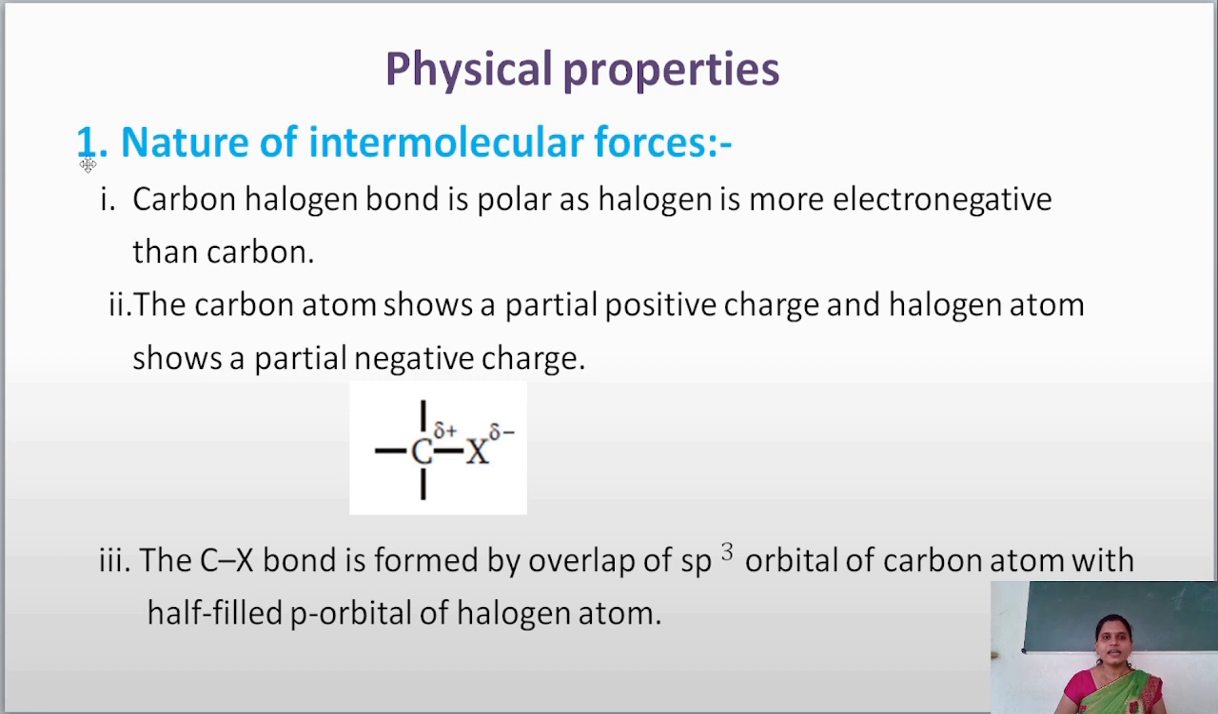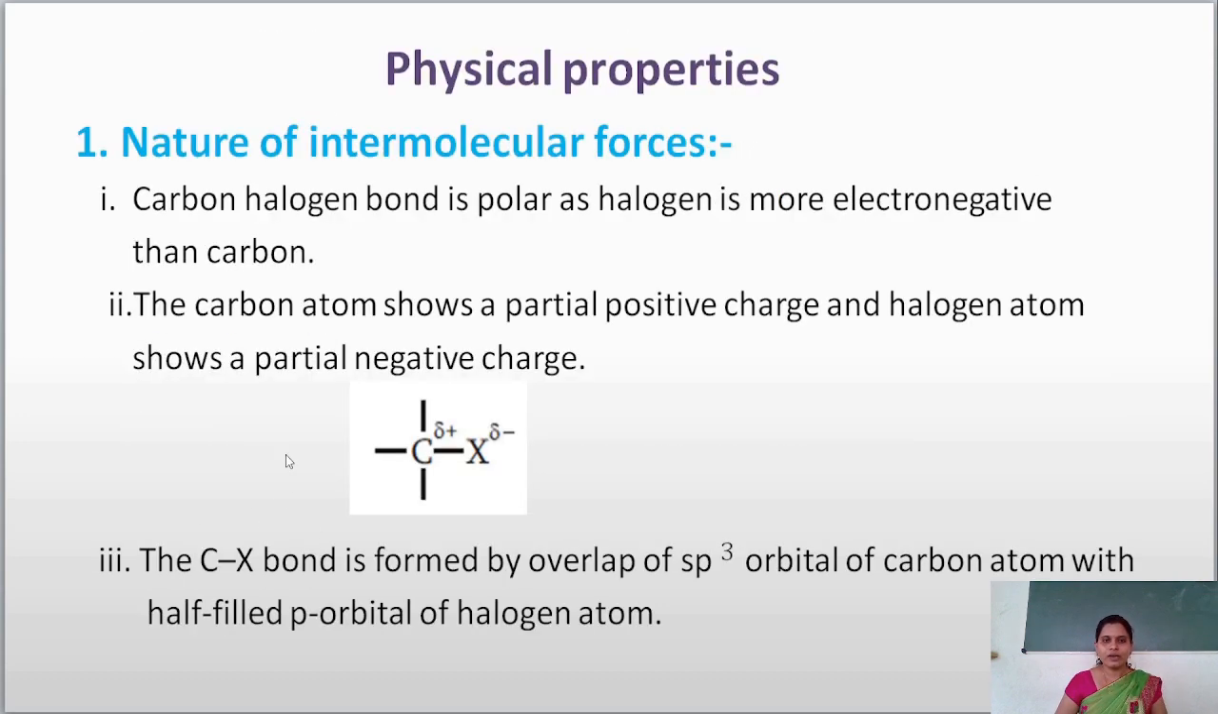The first property is the nature of intermolecular forces. Now you know that the carbon halogen bond is polar. Why is the carbon halogen bond polar? Because halogen is more electronegative than carbon. The carbon atom shows a partial positive charge and the halogen atom shows a partial negative charge. This carbon shows partial positive charge because of the electronegativity of the halogen atom.